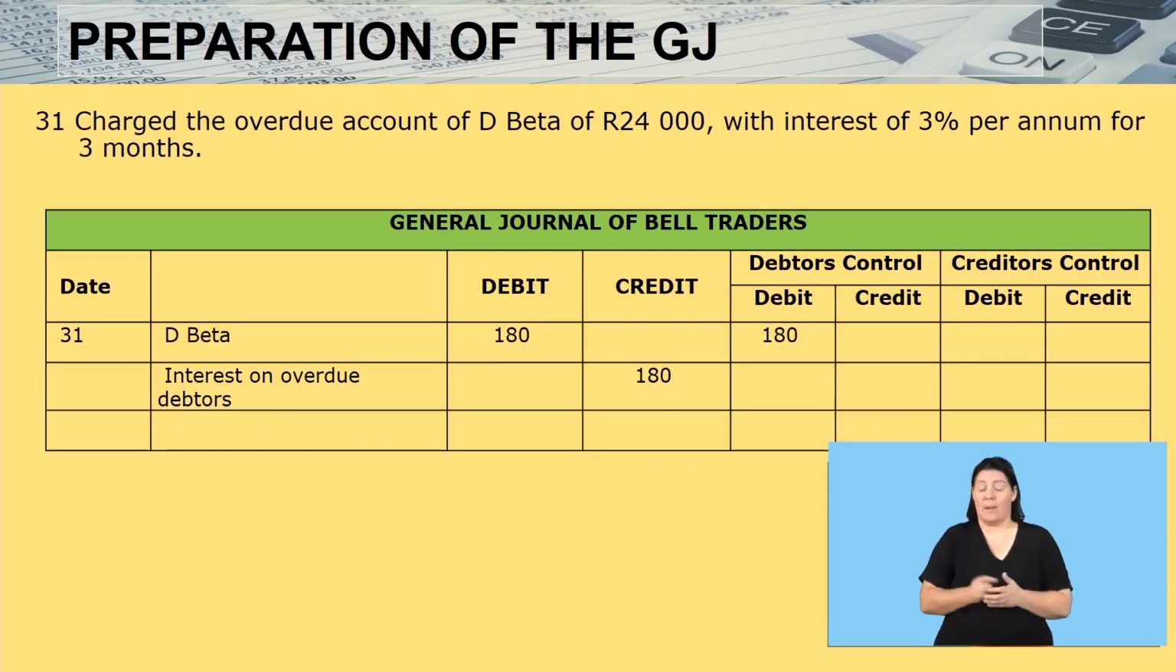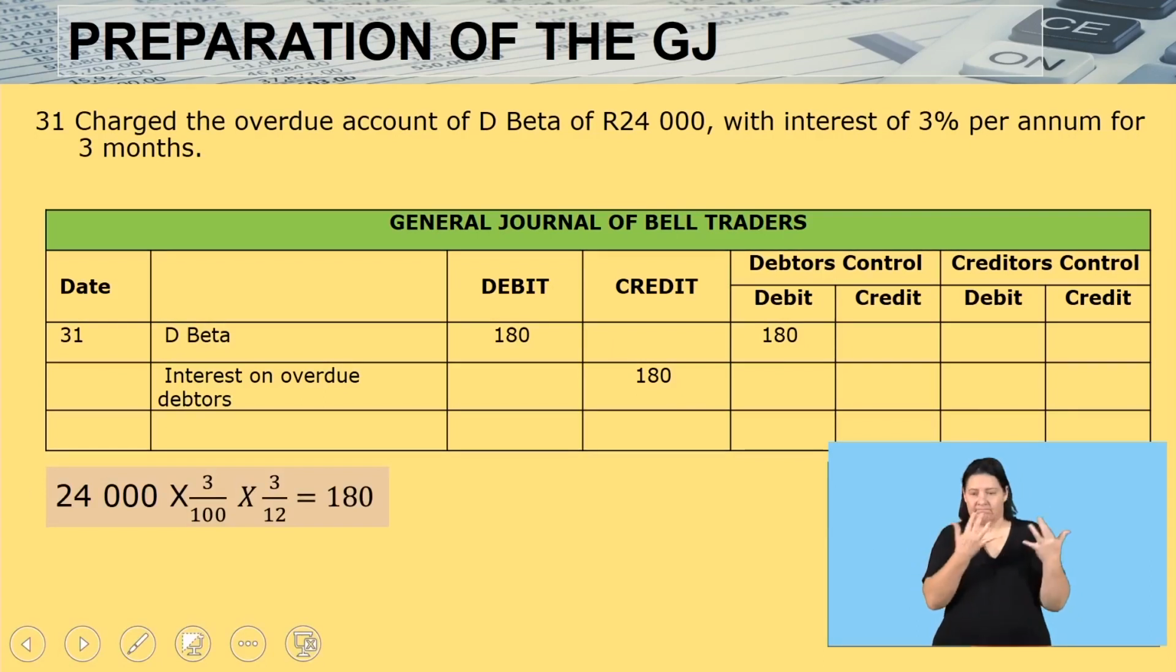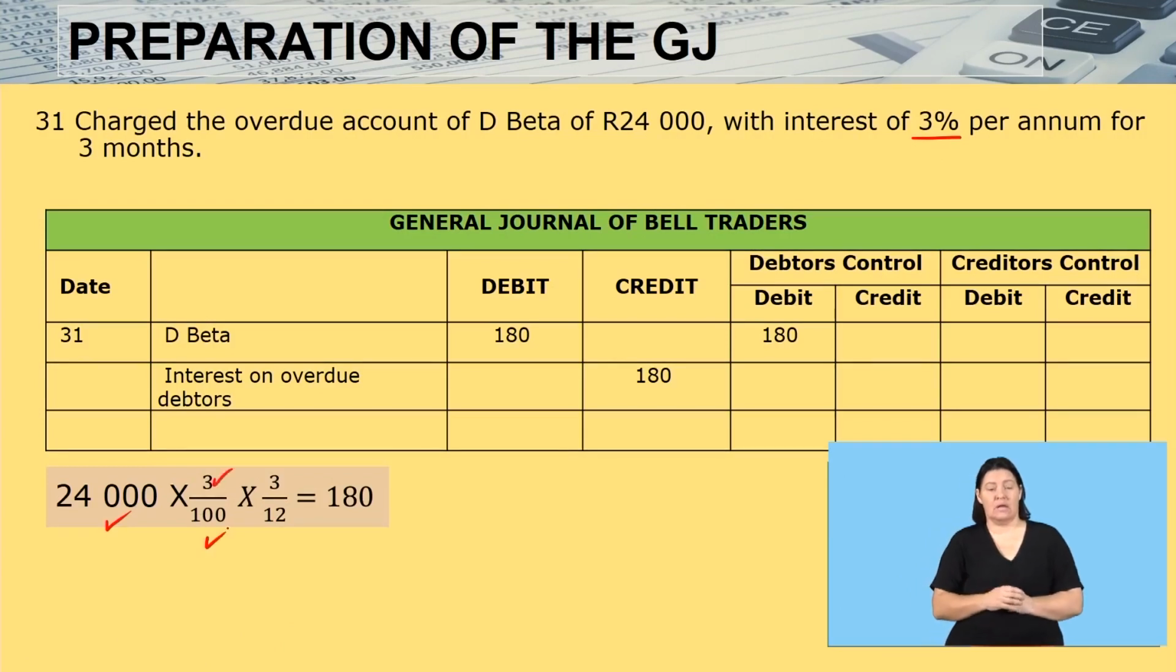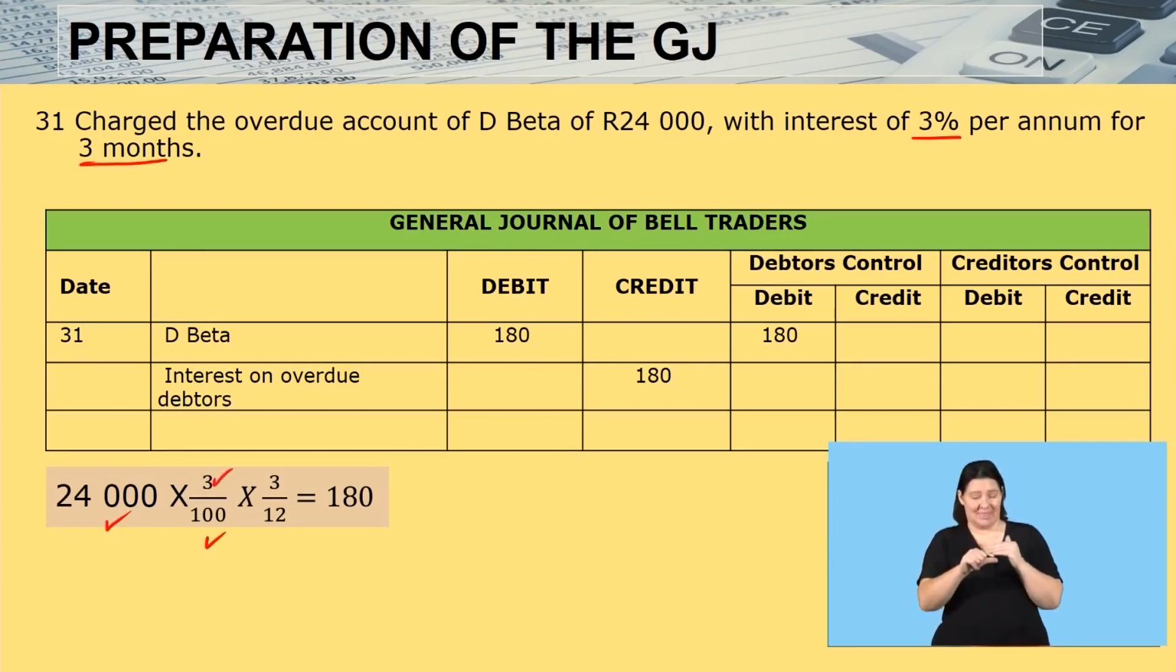Make sure you have your pen and your pencil because we are going to calculate some interest. This is how you calculate the interest. You say the amount that is being owed by the debtor, 24,000, multiplied by the interest rate, which is your 3%, 3 over 100, and the period that the debt has been overdue by, which is your 3 over 12, then you get 180. Because this interest that we have charged is going to increase the debtor's account. That means the amount that our debtor is owing is going to increase.